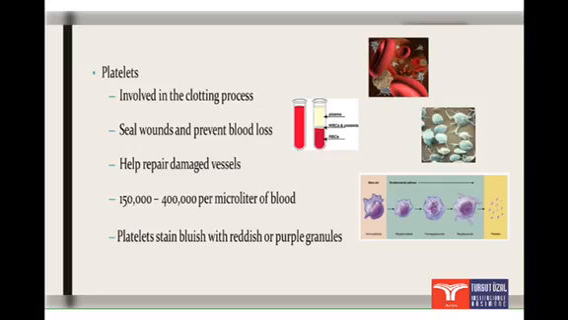The count is 150,000 to 400,000 per microliter of blood. Platelets stain bluish with reddish or purple granules.